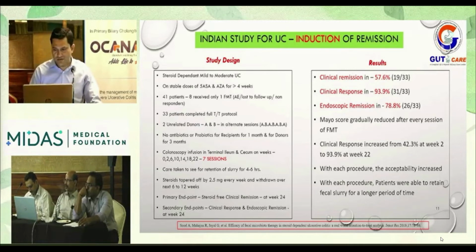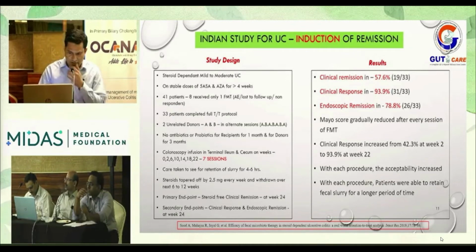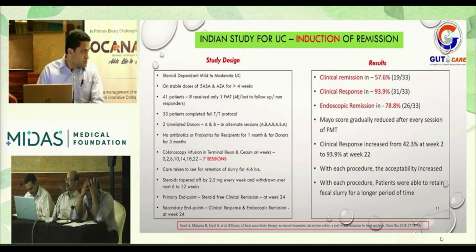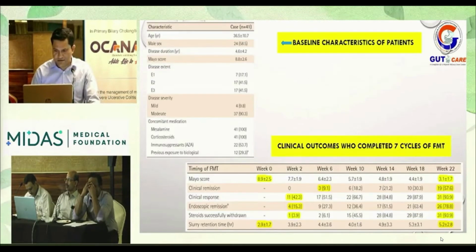The results were astonishing: clinical remission was achieved in 57%, clinical response in 93%, and endoscopic remission in 78%. During the study, they found that the Mayo score gradually reduced with every session of FMT, and clinical response increased over every session. With each procedure, the acceptability of FMT also increased, and patients were able to retain the fecal slurry.